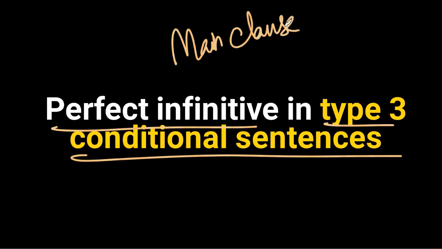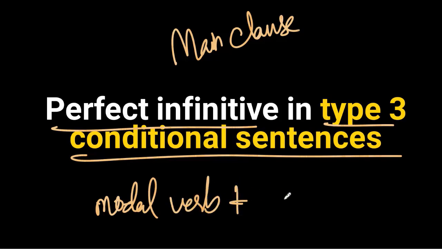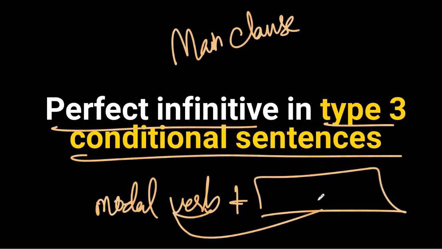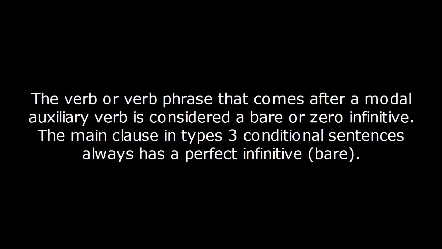Now, before we actually look at the examples, understand this. After a modal verb, we always use an infinitive, right? A bare infinitive. So the verb that comes after a modal verb is called a bare or a zero infinitive. So here, my perfect infinitive will come after a modal verb in the main clause of a type 3 conditional sentence. So the verb, or the verb phrase that comes after a modal auxiliary verb, is considered a bare or a zero infinitive, as I just have said.